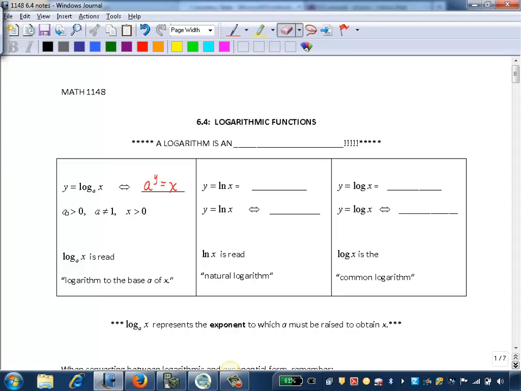There are restrictions on this function. A, the base, has to be positive. A cannot equal 1. And x, we call x the argument, the thing we're taking log of, has to be positive. So if you want to make a note here, the base must be positive. And if you want to label here, the base is the subscript, and the argument is the x. That's the thing you're taking log of. We'll call that the argument.